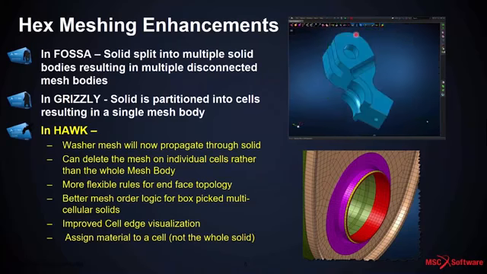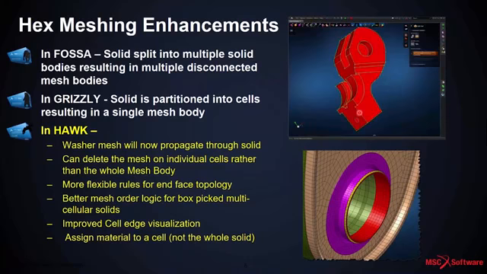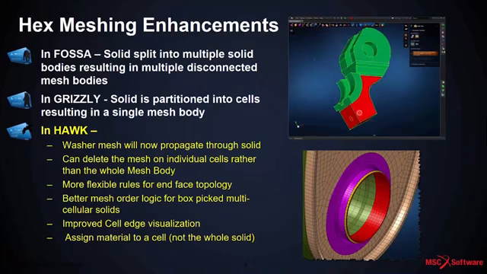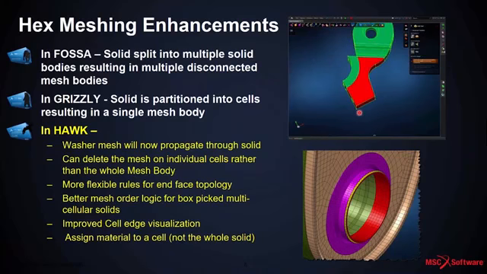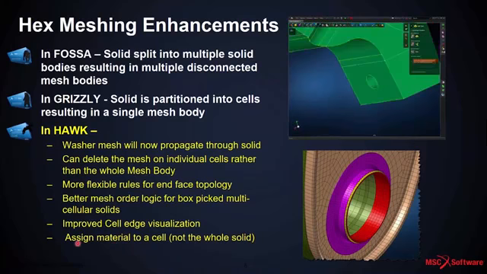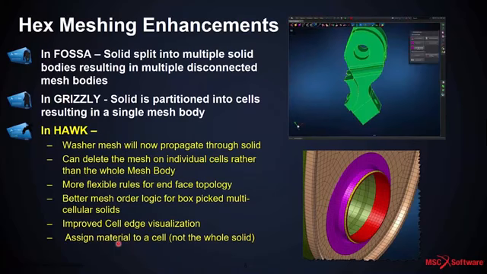Plus, whenever you select multiple cells with a box pick to create the hex mesh, there is internally built-in logic for which order it has to create the mesh so that the mesh quality gets better, and also the failure rate is less. That means you have a better success rate of creating the complete mesh with the improved internal logic. And more importantly, today in Hawk, you can also define different materials to a cell.